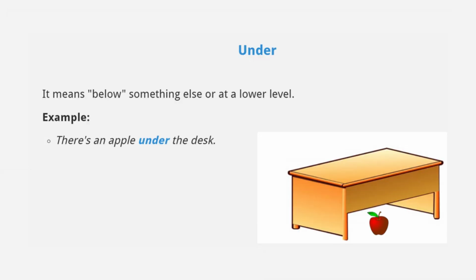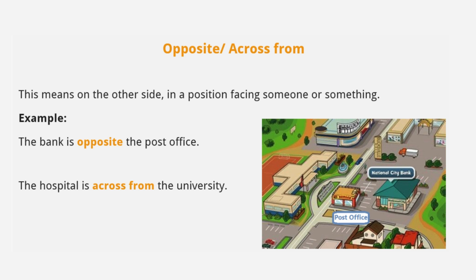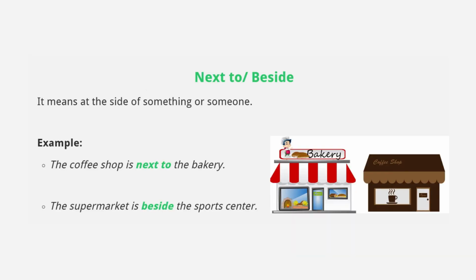Under. It means below something else or at a lower level. Example: there's an apple under the desk. Opposite/across from. This means on the other side, in a position facing someone or something. Example: the bank is opposite the post office. The hospital is across from the university. Next to/beside. It means at the side of something or someone. Example: the coffee shop is next to the bakery. The supermarket is beside the sports center.